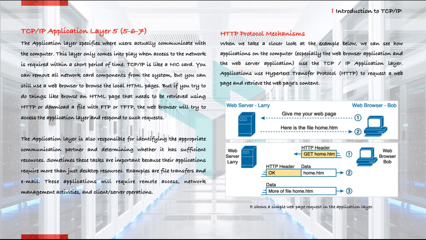But if you try to do things like browse an HTML page that needs to be searched using HTTP or download a file via FTP or TFTP, the web browser will try to access the application layer and respond to such requests. The application layer is also responsible for identifying appropriate communication partners and determining whether sufficient resources are available, tasks that are important because sometimes applications require more than just desktop resources. Examples include file transfers and email, which will require remote access, network management activities, and client-server operations.